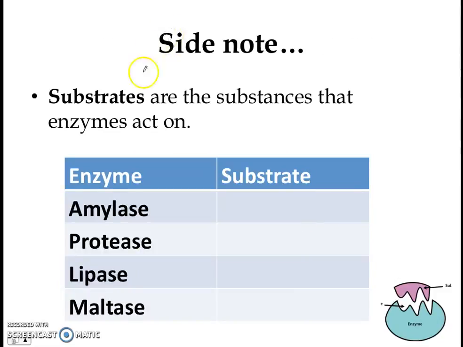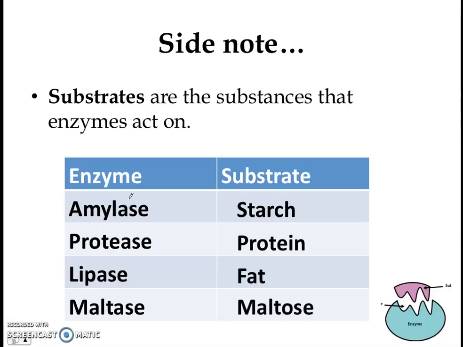Now on a side note, the substrate, as I mentioned, is the substance that an enzyme acts on. So for the enzyme amylase, the substrate is starch, protease, substrate is protein, lipase, substrate is fat, and maltase, substrate is maltose. So just get comfortable with the use of the words enzyme and substrate. You'll see a lot more of it in this topic.